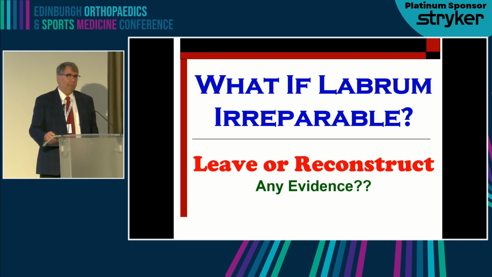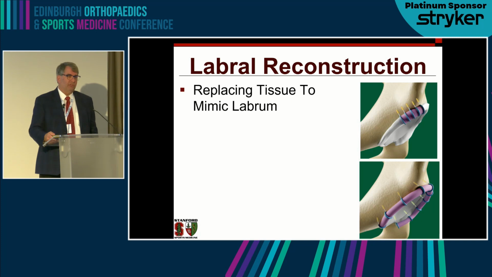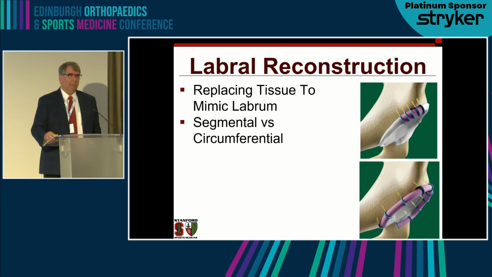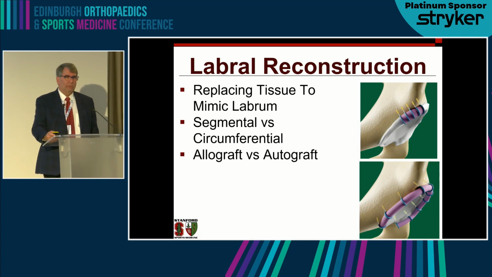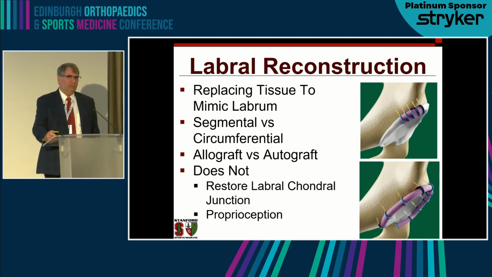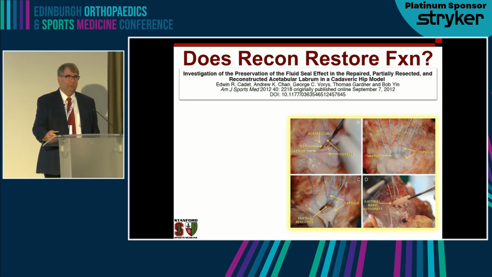If it's irreparable, do you just leave it alone or do you reconstruct it? Again, reconstruction is replacing the tissue to mimic a labrum itself. Some people will just fill the gap with a tissue. Some will actually take out the entire labrum and reconstruct the entire labrum, even the part that's normal. People have used different types of graft sources. It doesn't restore the normal labral junction. You don't maintain the mechanoreceptors, but it does help deepen the socket and provide some stability.